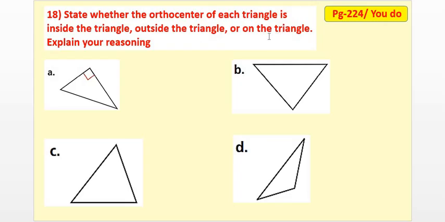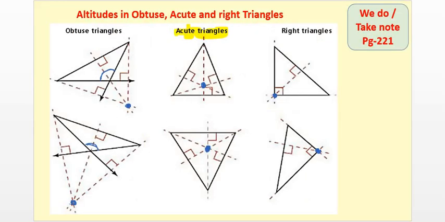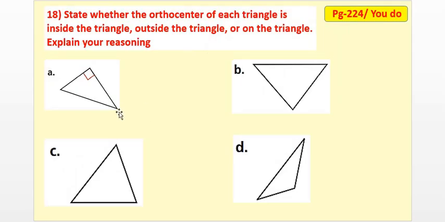Okay. Now here they said state whether the orthocenter of each triangle is inside the triangle, outside the triangle, or on the triangle. Explain your reasoning. So better pause the video here, because already I explained you where the orthocenter will lie for any of the triangles. So simply you have to decide where will be the orthocenter. So better pause the video, solve it on your own, and then play the video to check your answers.